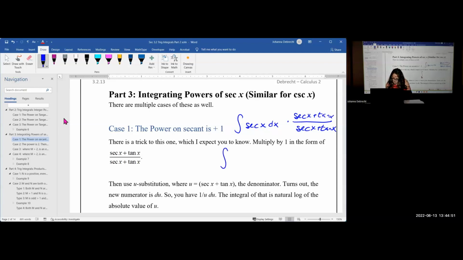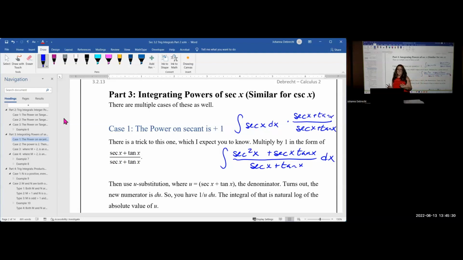So this is going to change my integral to become secant squared of x plus secant x tangent x divided by the denominator secant x plus tangent of x, with the differential still dx. Now we can do a u substitution similar to the one we did for tangent, where we let u be the denominator, which is secant of x plus tangent of x. Now, why would we do that? Because the derivative of the denominator is in the numerator. The derivative of secant is secant tangent, and the derivative of tangent is secant squared.